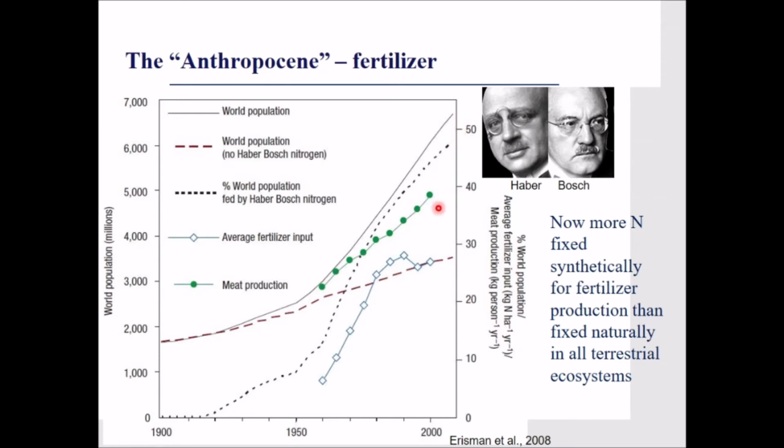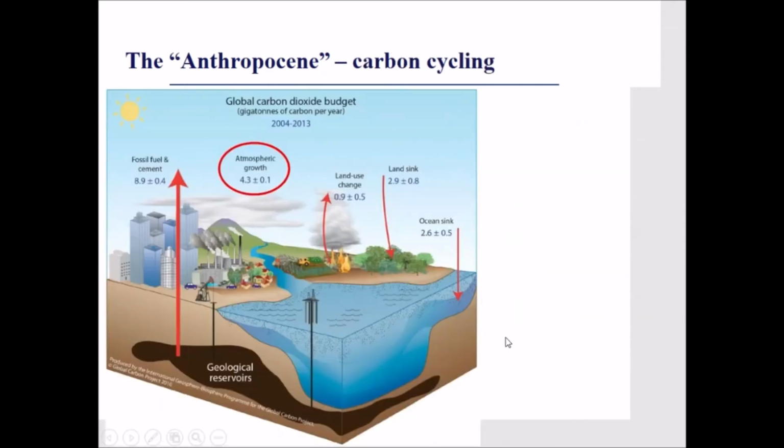Fact is also that now more nitrogen is fixed synthetically from the atmosphere for fertilizer production than is fixed naturally in all terrestrial ecosystems. Yeah? Nitrogen is taken up by terrestrial ecosystems, part of it, yeah? But we human beings are taking up more than all the natural environmental systems, ecosystems on this planet, at least terrestrial ones. That's amazing.